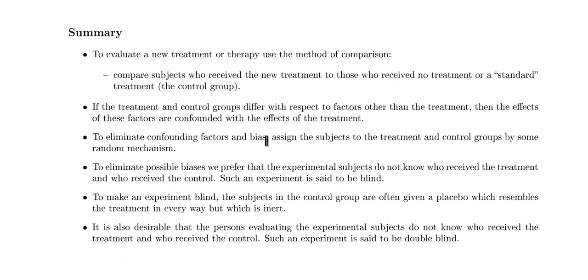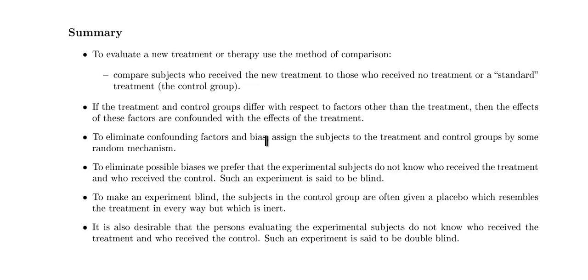So, in summary, if we want to evaluate a new treatment or therapy, we need to use the method of comparison. This is the best way to do it. We want to compare the subjects who received the new treatment to those who received no treatment or a standard treatment, which would be the control group. If the treatment and control groups differ with respect to factors other than the treatment, the confounding factors that we talked about, then the effects of these factors are confounded with the effects of the treatment.